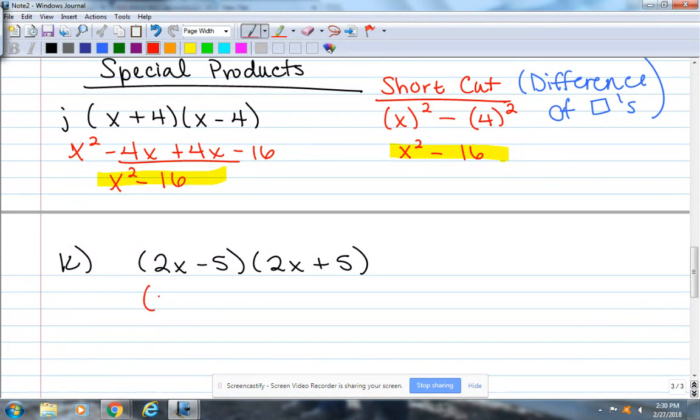Okay, so take your first term, square it, minus in the middle always. That's why it's called difference of squares. Parentheses, last term. First term squared, last term squared, minus in the middle. What is 2x squared? 4x squared. And then minus 25. And that's it. And if I forgot my shortcut, what do I do? FOIL it. All right, let's talk about something else.